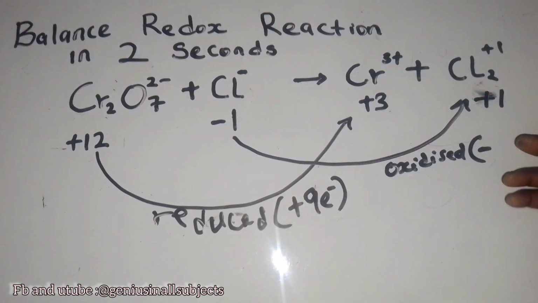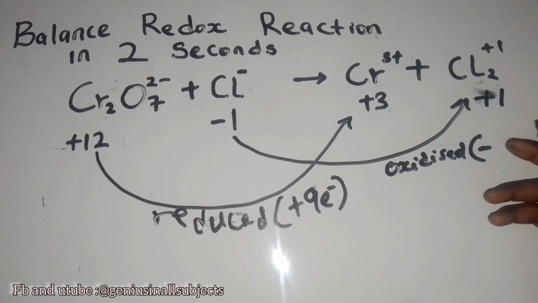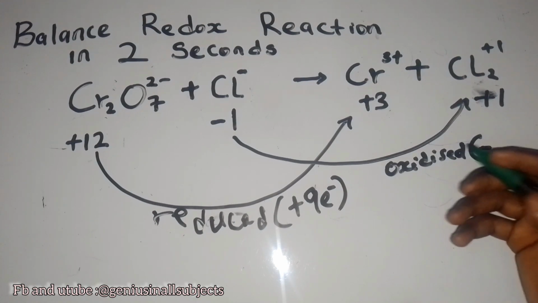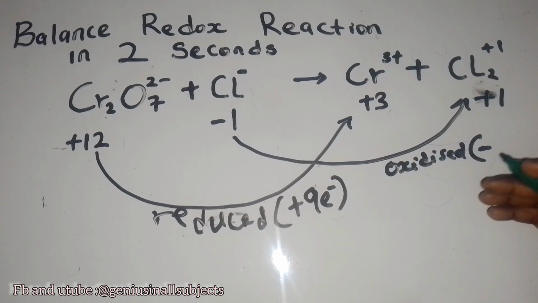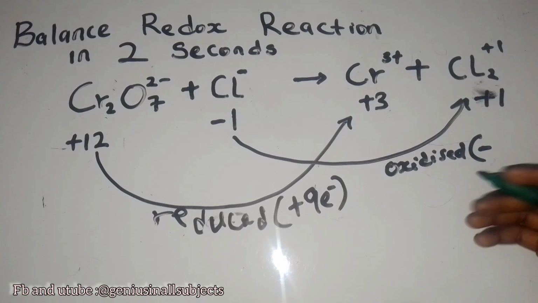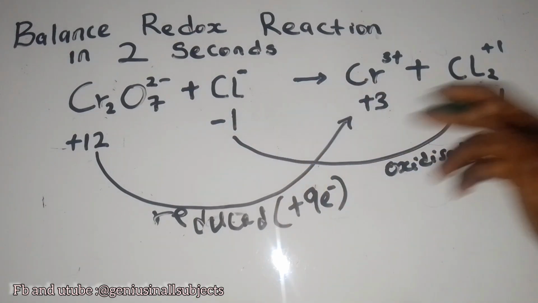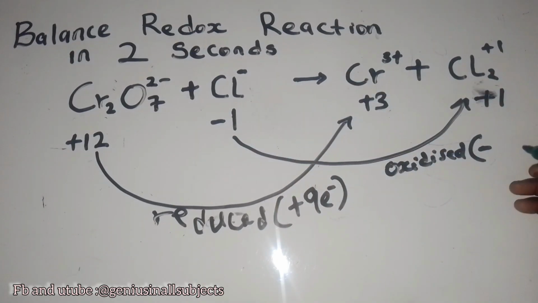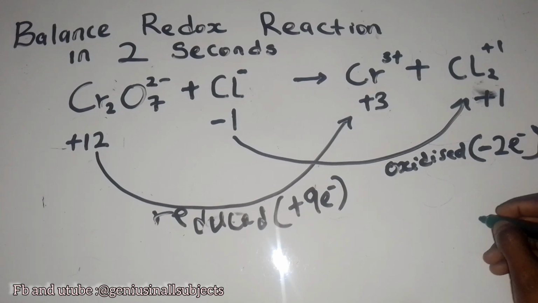So how many electrons were removed in order for it to be oxidized? The removal of electrons helps in the oxidation of that particular element. So in this case, from -1 to +1, how many electrons were removed? Mainly looking at it, 2 electrons were removed. 2 electrons were removed. So the removal of 2 electrons aided this oxidation.